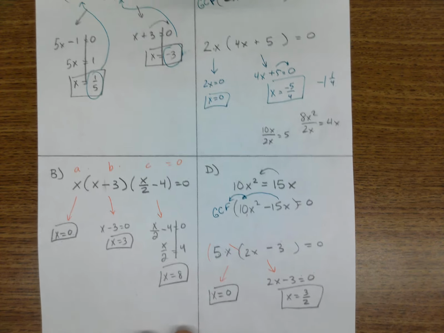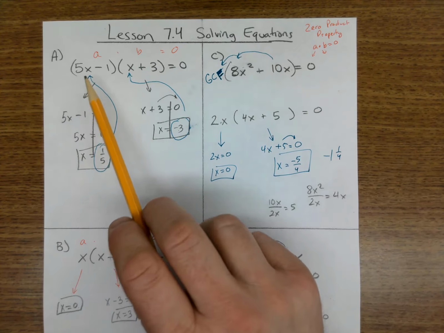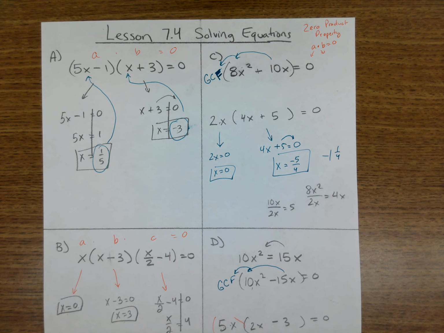All right, this is how you solve equations using the zero product property. The key: get it to the point where you have two things being multiplied, and set them all equal to 0.